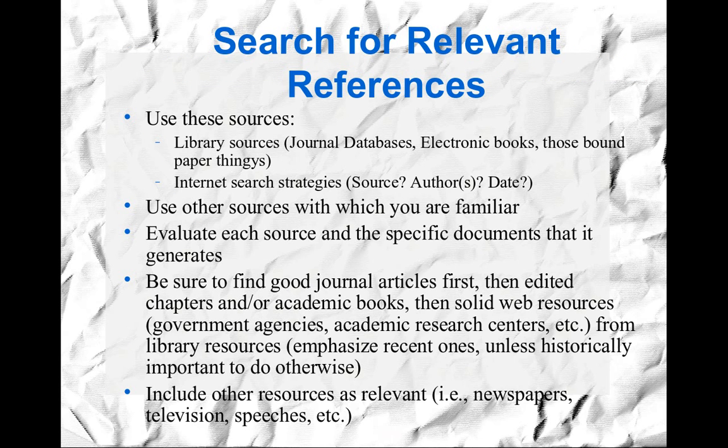So when you're searching for relevant references, you need to use library sources. There are journal databases, and those are your best friends. There's electronic books, and then there's those bound paper things you can go in and look at, which include journals and books. But anyway, the main thing you're going to be looking at are journal databases. Journal databases are a very important thing. There's JSTOR, there's PsycInfo, there's Sociological Abstracts, there's Annual Reviews, there's all kinds of stuff like that.